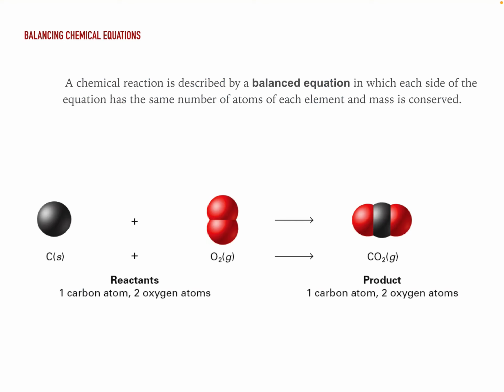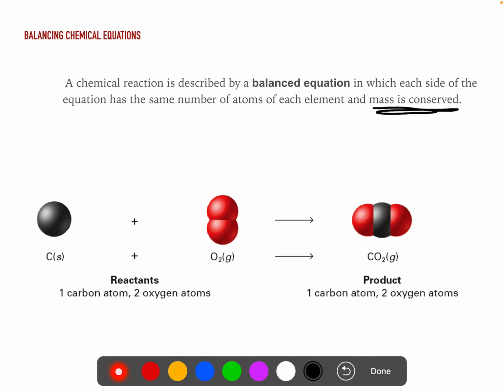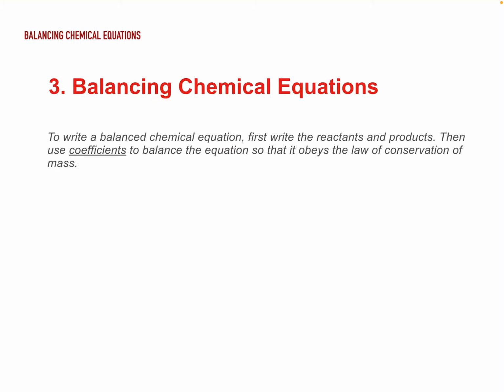So a balanced equation is an equation that has equal amounts of atoms on both sides. So if you look at this, carbon and oxygen making carbon dioxide, you have 1 carbon, 2 oxygen atoms. On the right side, you have 1 carbon atom, 2 oxygen atoms. Even though you have different substances, mass is conserved. That's the important part here. Mass is conserved.